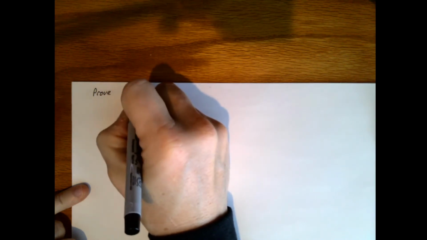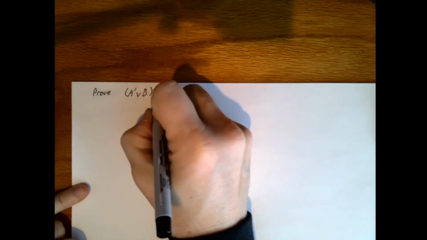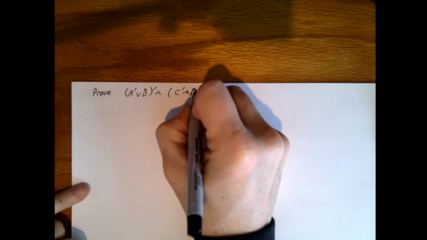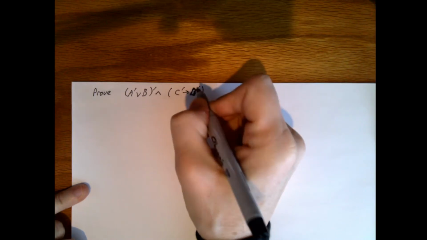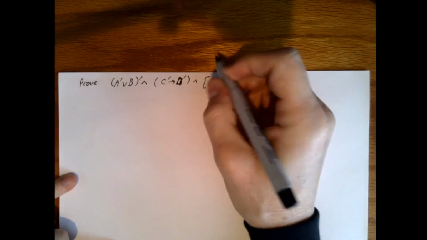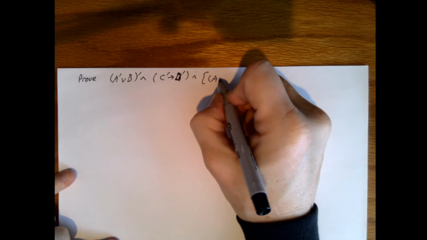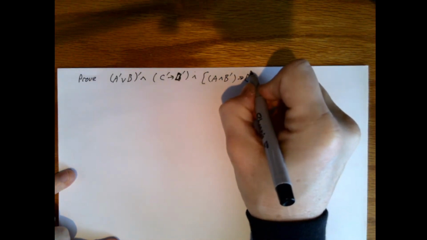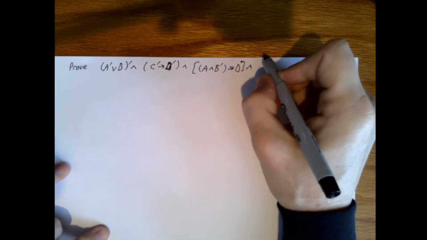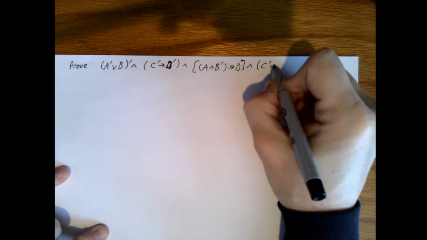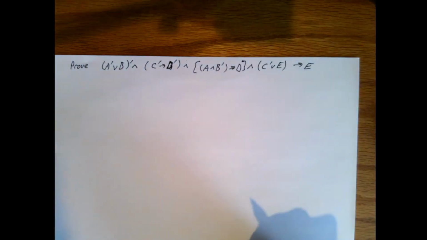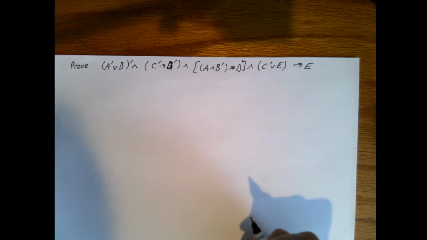So prove: not A or B negated, and not C implies, sorry, not D. This is supposed to be a D. And A and not B implies D, and not C or E, all that together implies E. So this is much bigger than anything we've seen before.